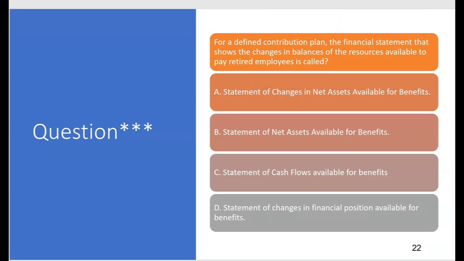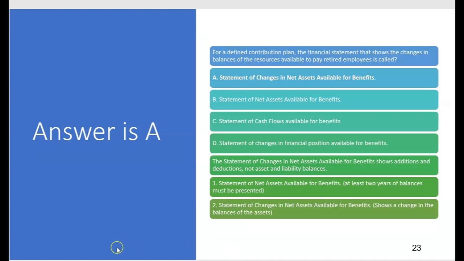All right, for a defined contribution plan, the financial statement that shows the changes and balances of the resources available to pay retired employees is called what? Is that A, the statement of changes in net assets available for benefits? Sounds like it. Or is it B, the statement of net assets available for benefits? No. Is it the statement of cash flows, C? No. Statement of changes in financial position available for benefits, D? Nope. Let's go with letter A, because the financial statement that shows the changes and balances of the resources available, that's the statement of changes in net assets available for benefits.